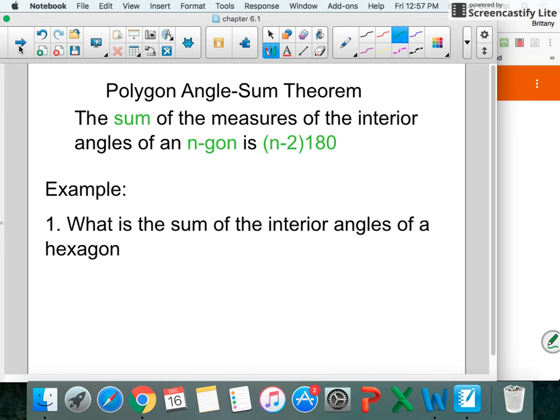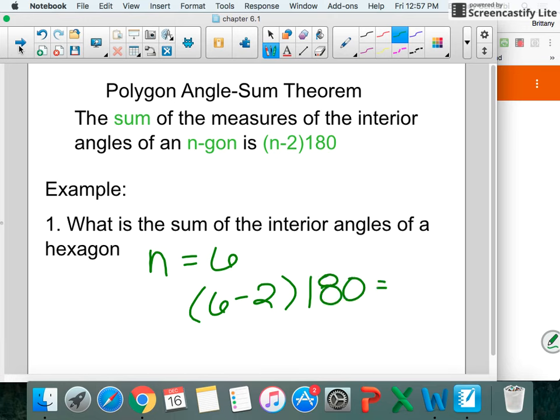So if we look here at this example, it says, what is the sum of the interior angles of a hexagon? First, we have to figure out how many sides that is. We know hexagon, hex means 6, so n is 6. And from there, I'm just going to plug into the equation. So I'm going to do 6 minus 2 times 180. And then if I simplify that, I get 720. So total in a hexagon, a 6-sided shape, the angles all together equal 720 degrees.